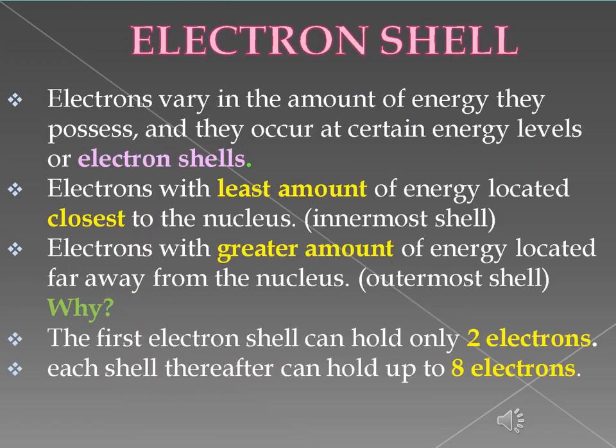Electrons, which are located outside of the nucleus, have their own shells, which we call electron shells. You have learned about these electron shells, and of course, the first electron shell can hold only 2 electrons. And each shell thereafter can hold up to 8 electrons. The example I will show you in the next slide.